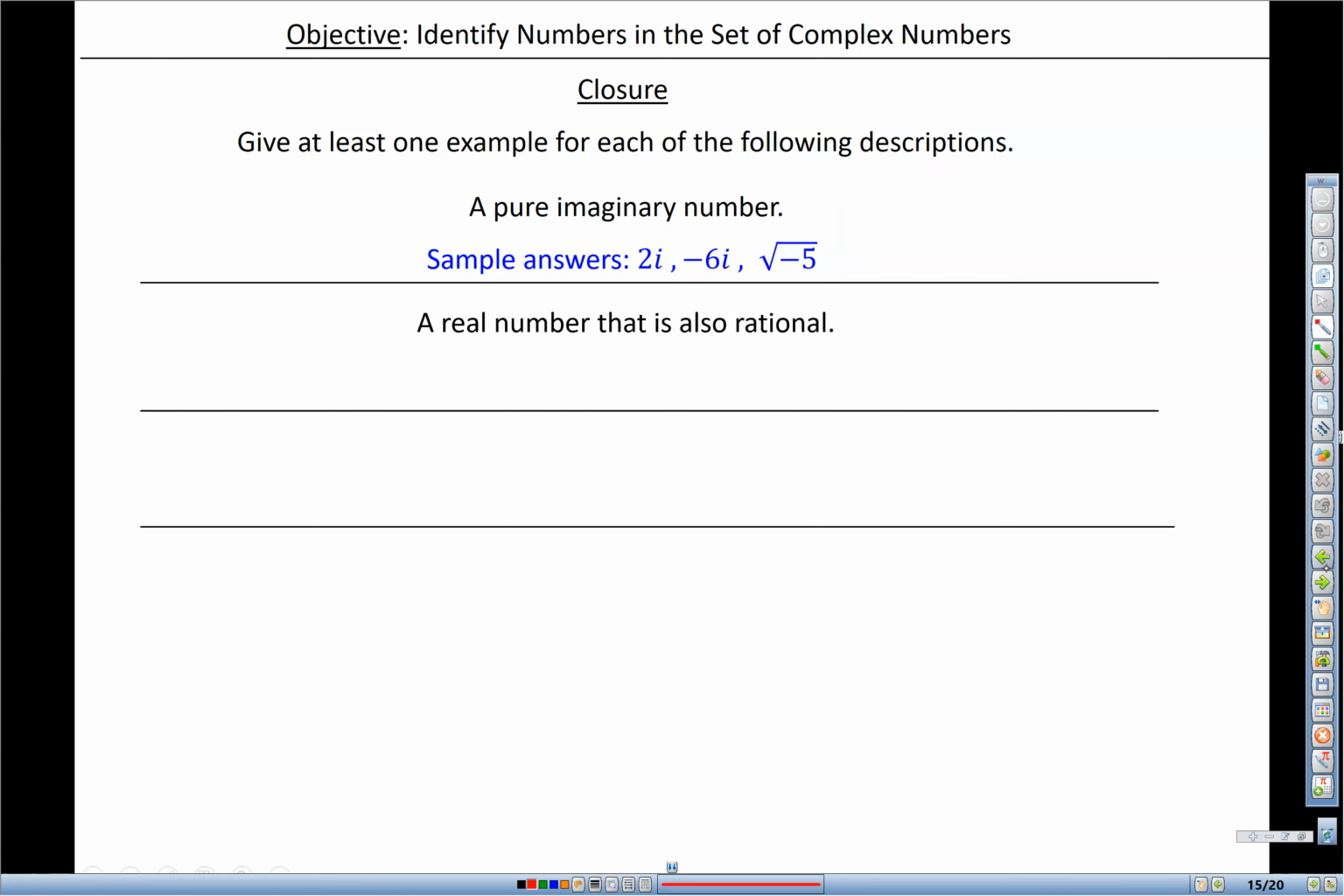All right, how about a real number that is also a rational number? So basically, another way of looking at that would be a rational number, a real number that is also rational.